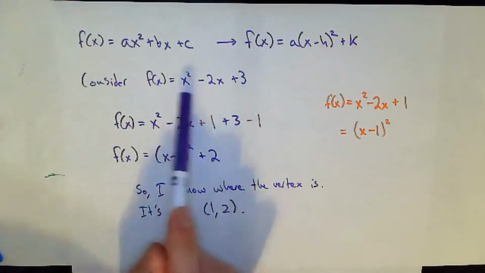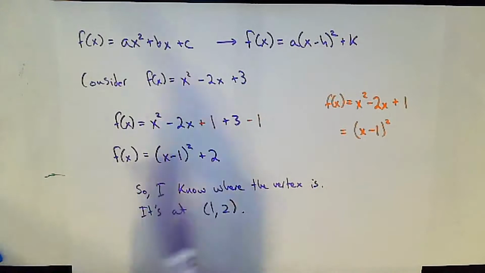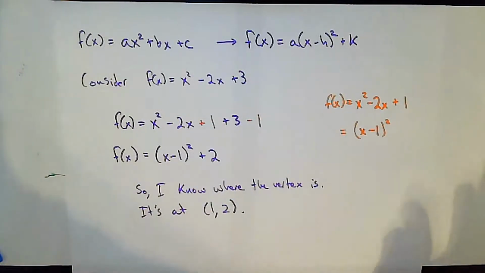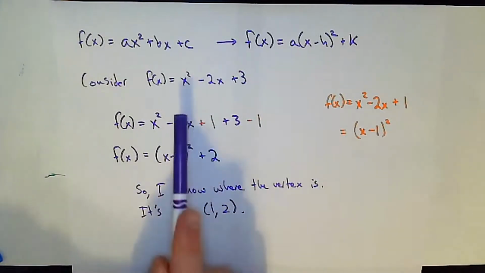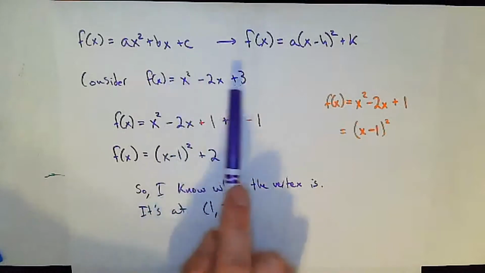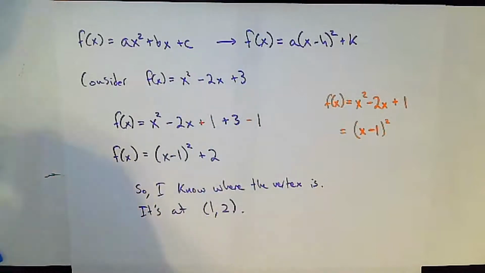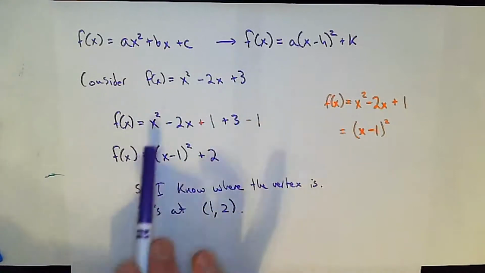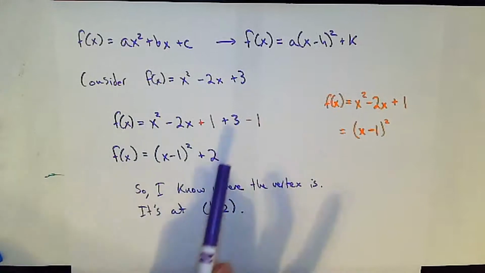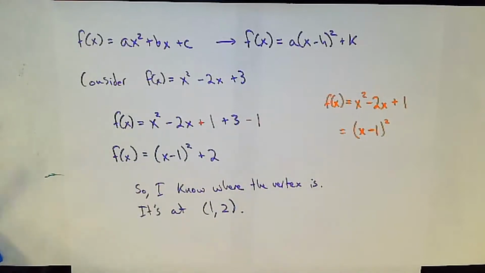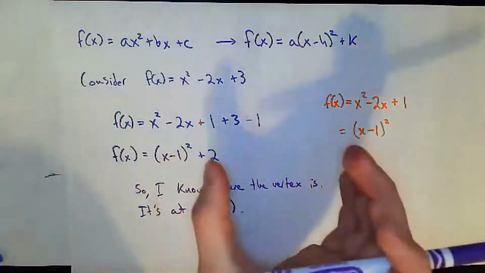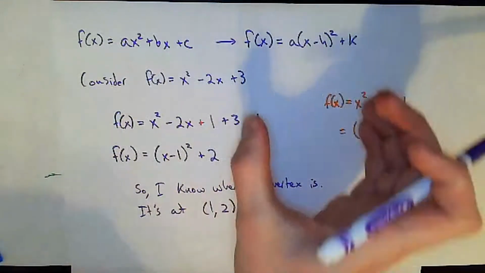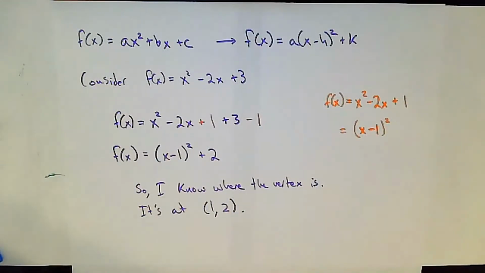We could not have graphed this beforehand. Obviously we could do it with a graphing calculator, but we didn't know how to graph it by hand. This process lets us get to this form, which we do know how to deal with. It's a parabola that's been scooted right by 1 and up by 2. In other words, its vertex is at the coordinate point 1, 2.